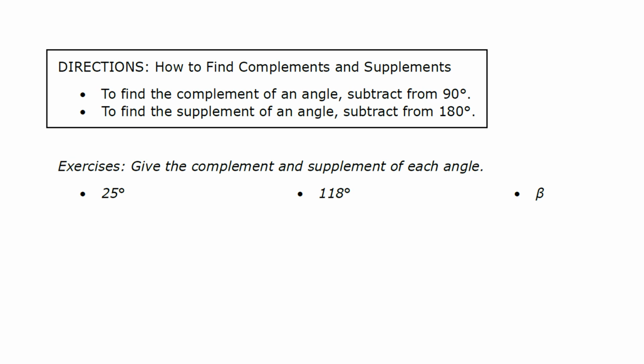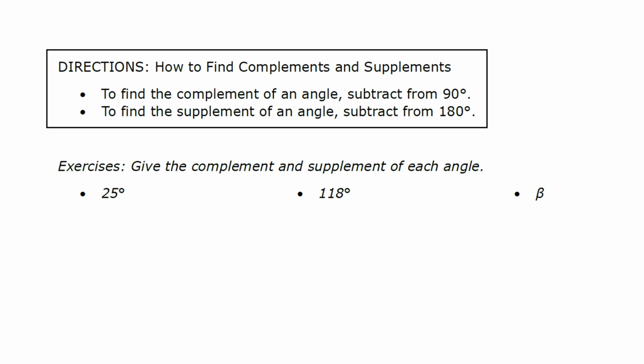So if you're asked to find complements and supplements, you can follow these directions. To find the complement of an angle, you would subtract from 90, and to find the supplement of an angle, you would subtract from 180. So let's do a couple exercises here. The directions tell us to give the complement and supplement of each angle. The first angle that we're going to look at is 25 degrees.